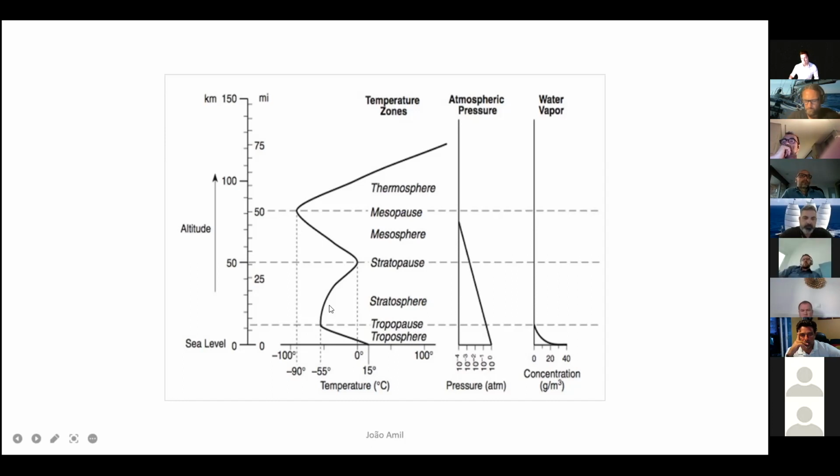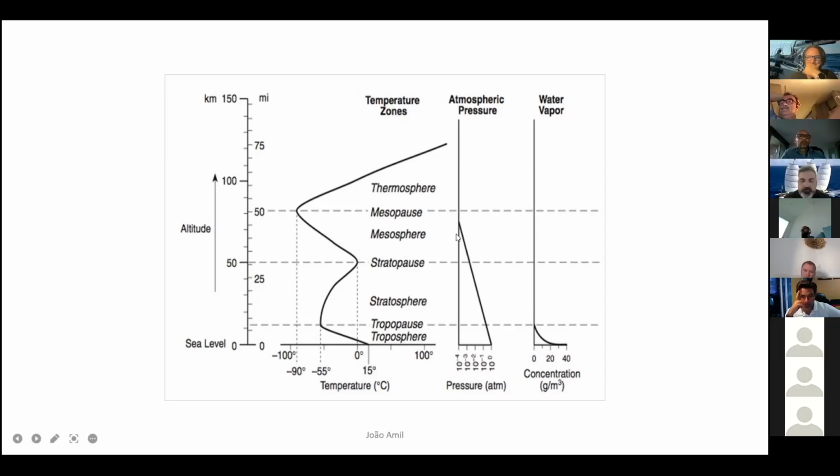And just as a curiosity, the reason why temperature at some point increases a lot is because of radiation absorption by ozone, which exists in the higher atmosphere. We also see on the middle graphic that the pressure, atmospheric pressure, diminishes as you go higher and higher.